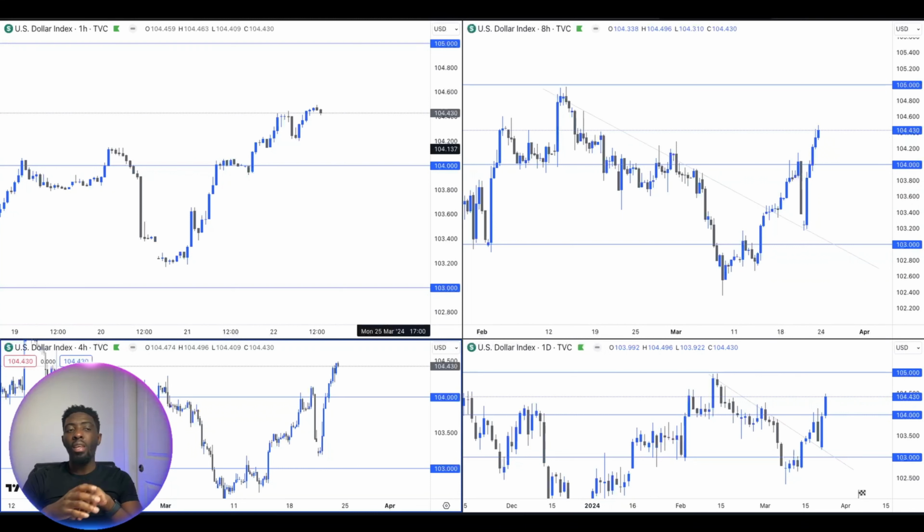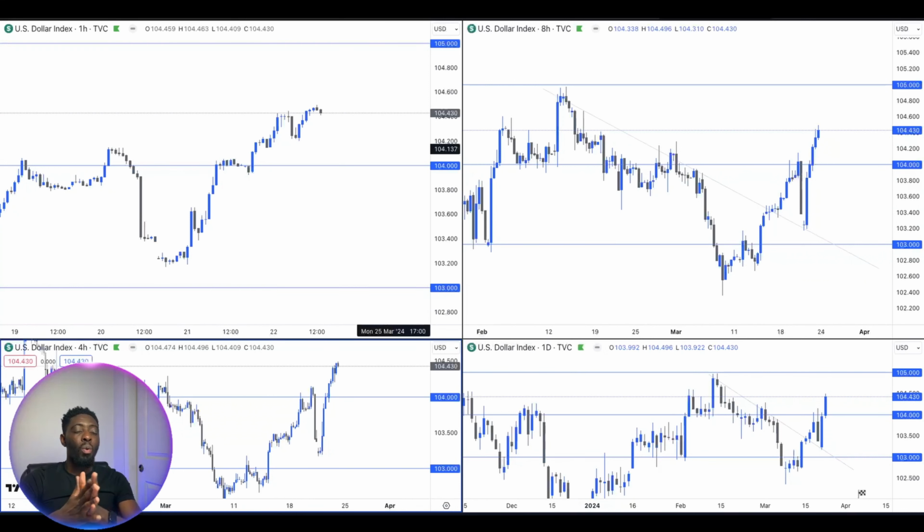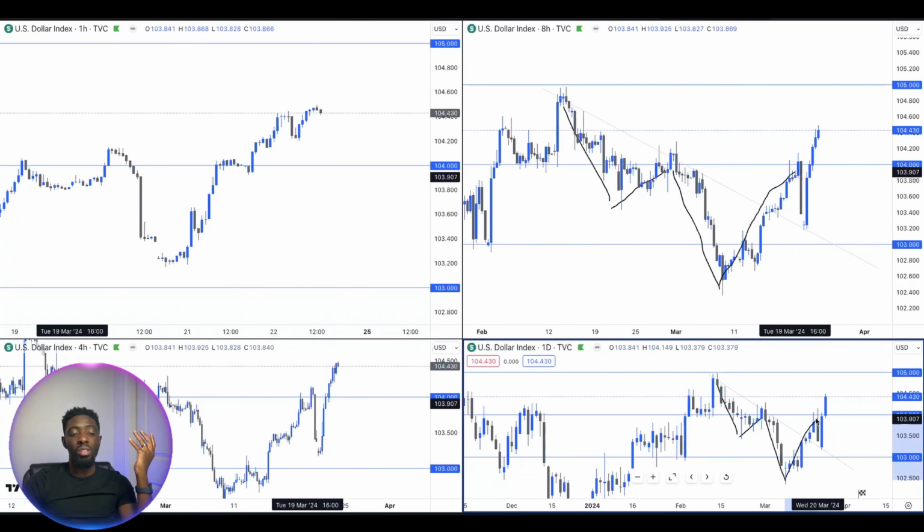Alright guys, so let's start with the DXY, and let's analyze the DXY from the daily, the 8-hour, 4-hour, and the hourly time frame. And it's very important you do your analysis on the DXY, because if you have the analysis on the DXY correct, then it becomes very easy for you to have good positions on other currency pairs or other asset classes. So when you look at the DXY from the daily time frame, we had price in, say, a downtrend. You had price doing this, you had a pullback, this got breached last week, and we had price moving to the upside.